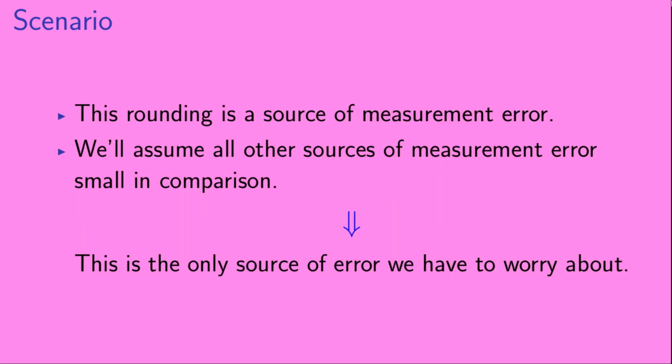Now, this rounding is a source of measurement error. We're going to assume in this example that all other sources of measurement error are small in comparison to this rounding error. So that means that this rounding error is the only source of error that we have to worry about.